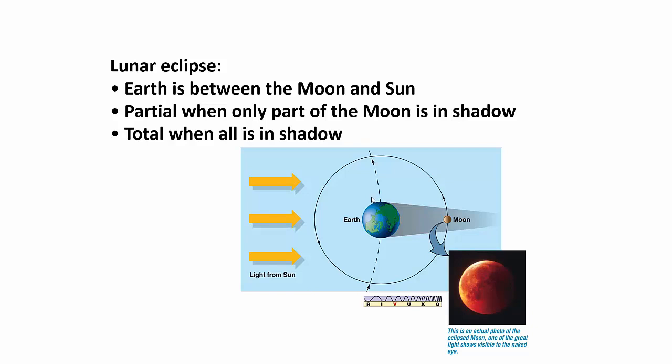So the sun is shining on the earth and casting a shadow, the moon goes around the earth, the moon gets caught in the shadow. That's what an eclipse is. You can't see the moon anymore because it's caught in the shadow. Okay? Partial eclipse means it's partially caught in the shadow, and total eclipse means it's totally in the shadow and you can't see it anymore.